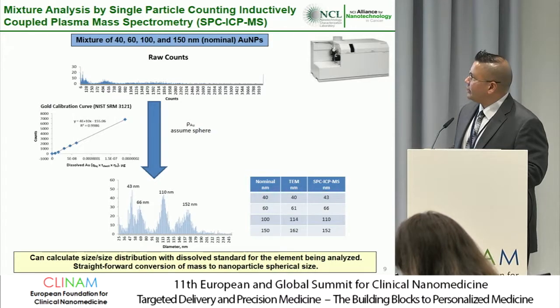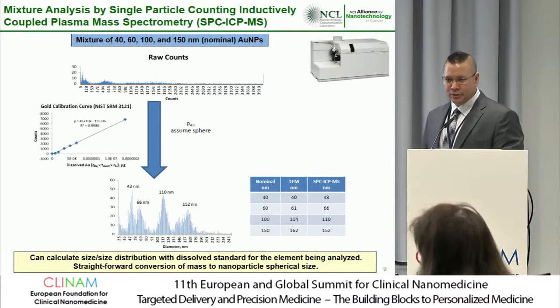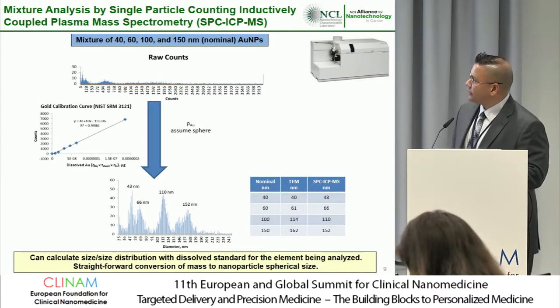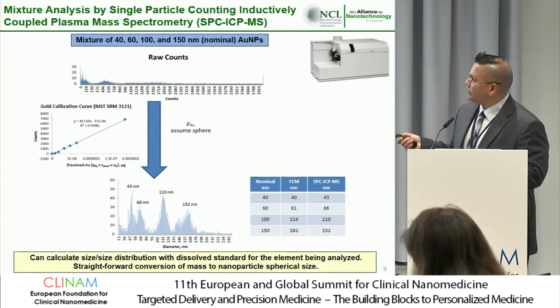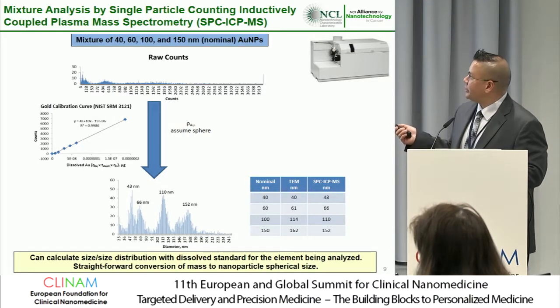The next one is using single particle counting ICP-MS. This is relatively new. And what we did here, proof of principle, is we took a mixture of 40, 60, 100, and 150 nanometer colloidal gold nanoparticles. We mixed this, and then ran this through the ICP-MS using single particle mode.